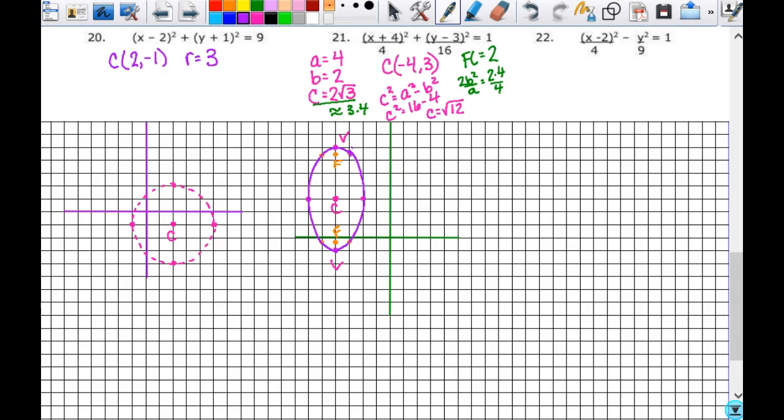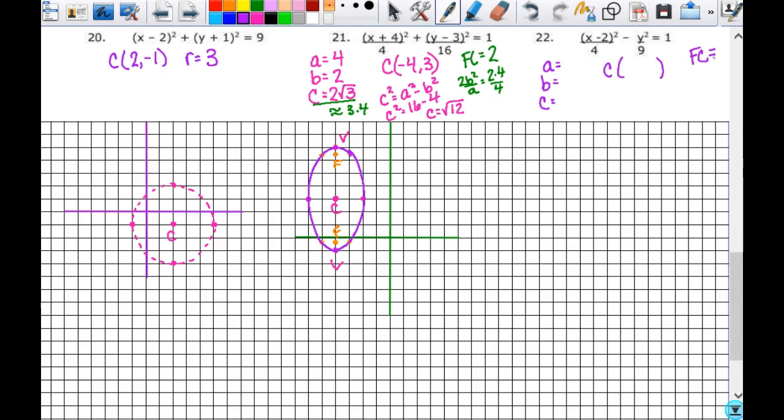Now the next one is subtraction here. So this is my hyperbola. I still need A, B, and C. I still need the center, and I still need my focal chord length. All of those things are important. Plus I'm going to need asymptotes, which you don't really have to write the equations of necessarily, but you do need to be able to figure out where they are. I'm sorry, let me say that. You do need to be able to write the equations of them. You just don't have to write it on this one.